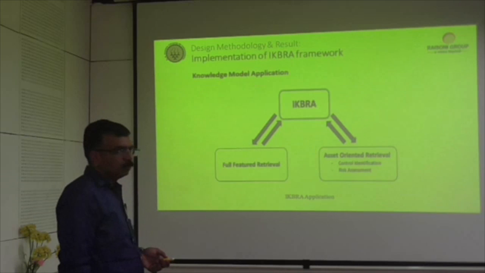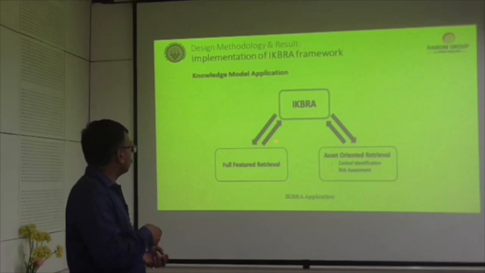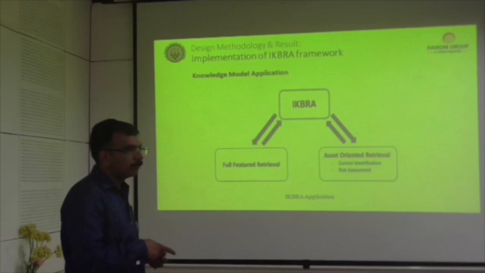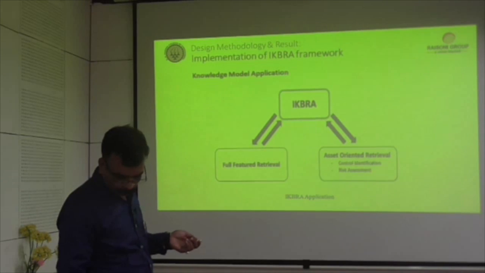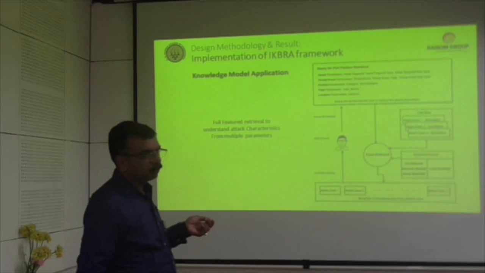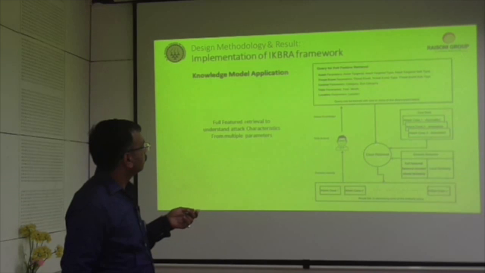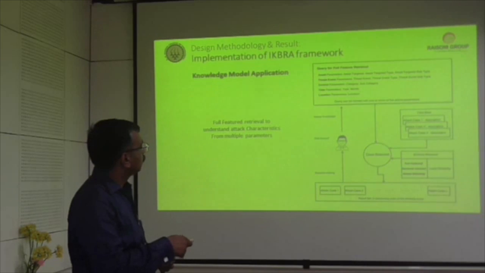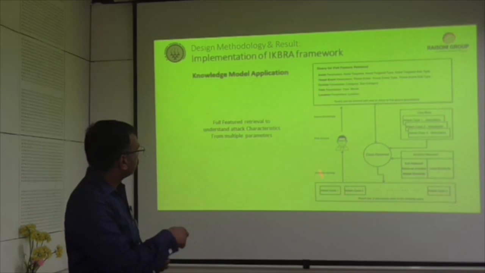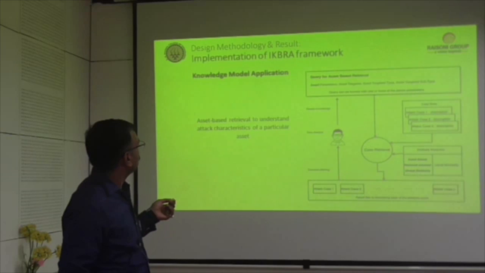And this is how to use this knowledge model in the application. In IKBRS, there are two applications. One is full feature retrieval, and the second is asset-oriented retrieval for control identification. This is the knowledge-based full retrieval. If a risk analyst wants to do the full retrieval, then the asset parameter and asset targeted type are given. These are the different attack cases, the similarity measure is calculated, and the same way we do the iteration.